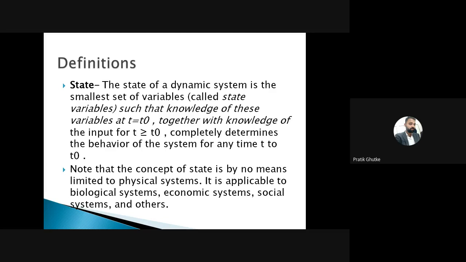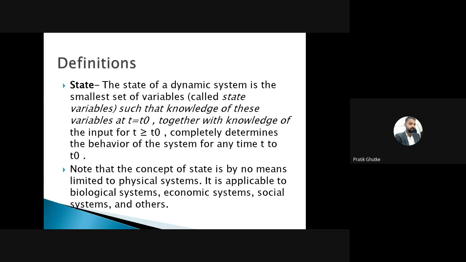A state is a dynamic system of a smallest set of variables. Smallest set of variables means we will call them state variables, such that the knowledge of these variables at t equals t0, together with the knowledge of the input for t greater than or equal to t0, completely determines the behavior of the system for any time t greater than or equal to t0. So this is the definition for state. Note it down or take a screenshot of this slide, which is very, very important.